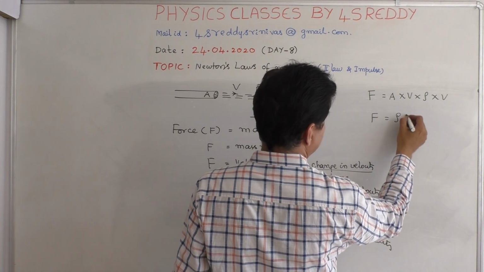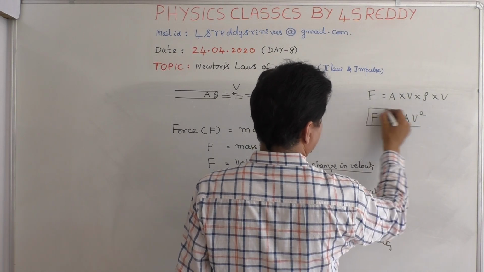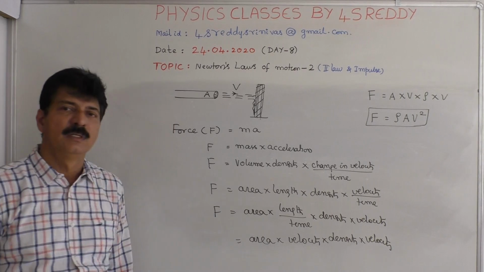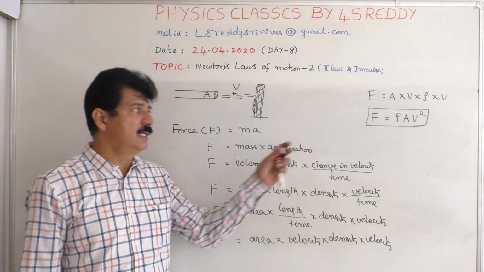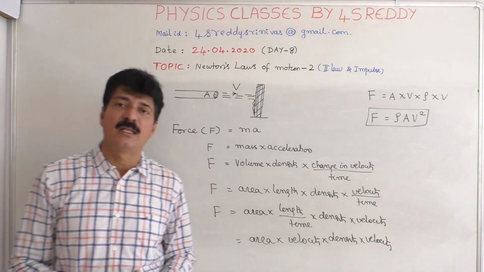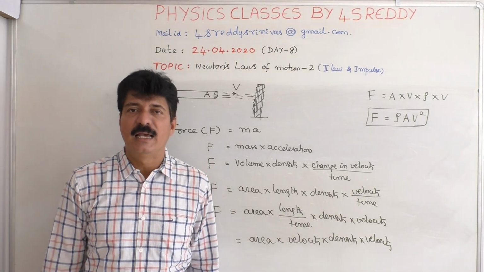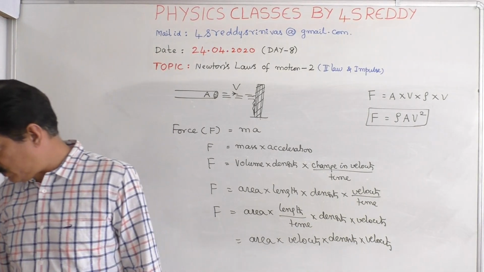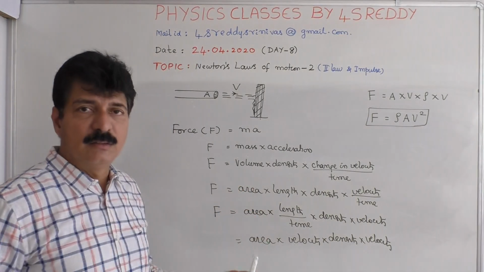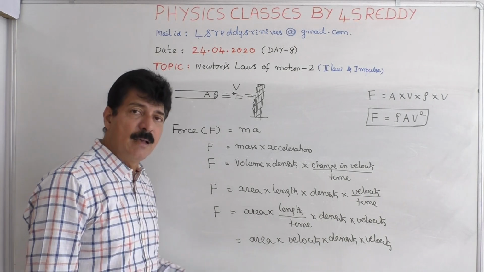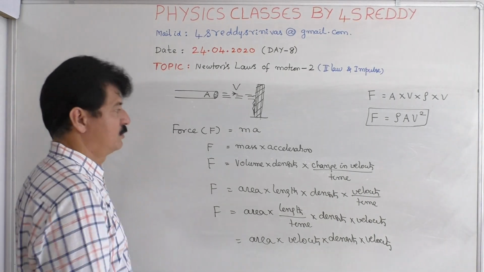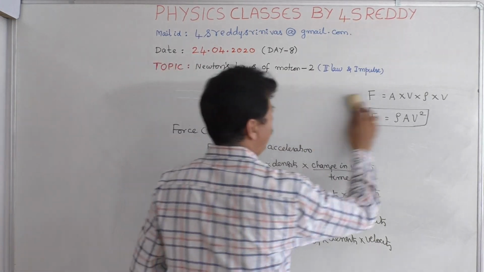Therefore, you can get that F is equal to area A, velocity v, density rho, and this is v. Therefore, force exerted by the water is given by rho A v square. If you know the density, area and velocity, straight away you can calculate the force using the formula F is equal to rho A v square. Like that, there are so many concepts and model problems we can discuss based on this force.